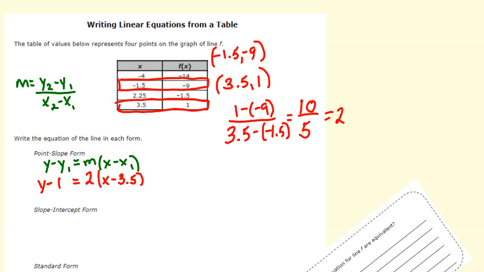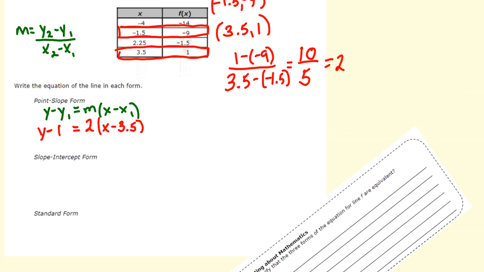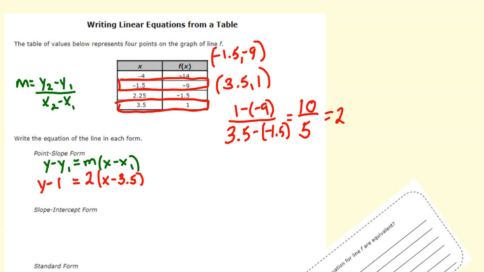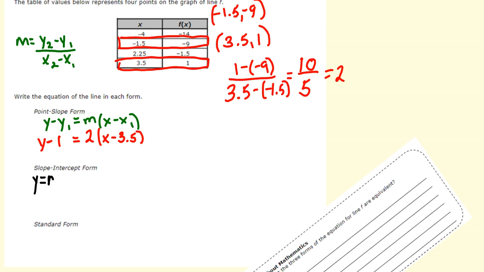And from there, I can go to my slope-intercept form. So my slope-intercept form is y equals mx plus b. So I'm going to start to convert this to look like this. So I need a coefficient to x for my slope, and I need one constant. So I can see I have some work to do. So I'm going to start by distributing, just like I would if I was solving equations. So now I'll have y minus 1 on the left still, and I'll have 2x minus 7 on the right.